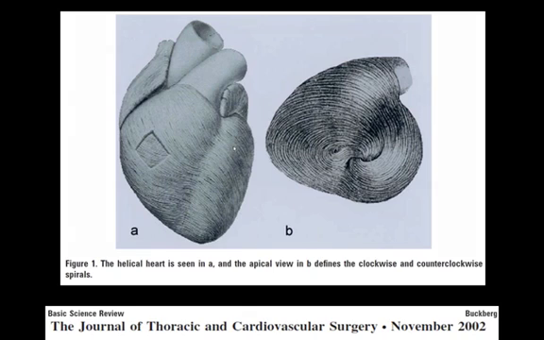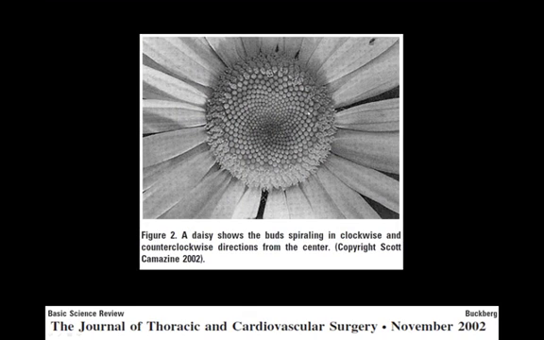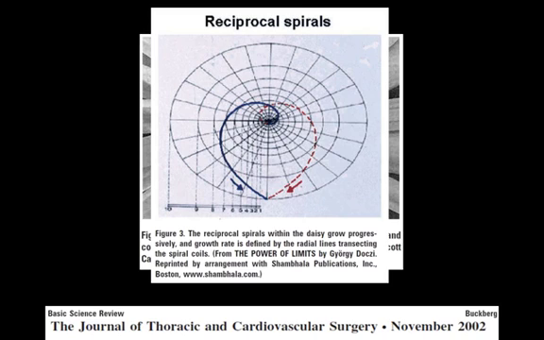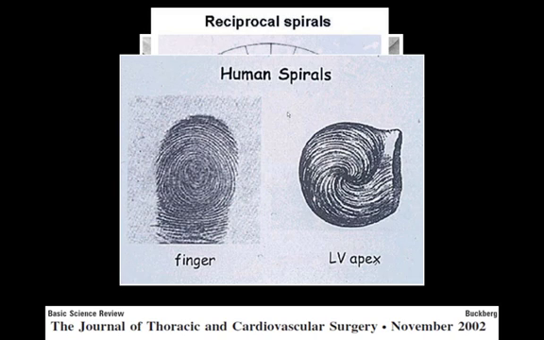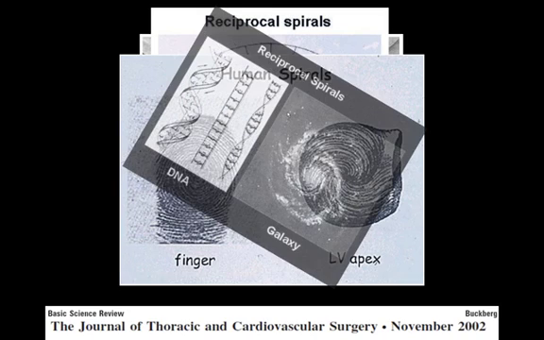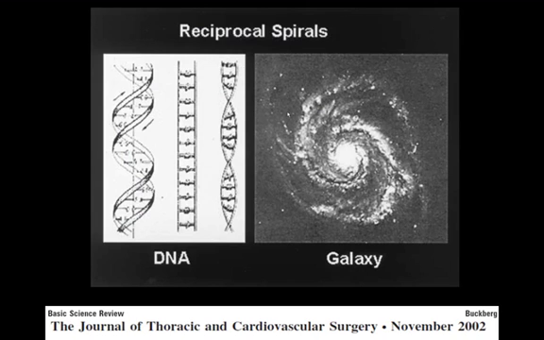It explains how the pattern of a double helix is in everything in nature, including the buds of a daisy flower. And of course, if you trace reciprocal spirals, they're everywhere in our digital print, in shells in the ocean, in the form of galaxies, even in our DNA. So it's a very, very neat reference.